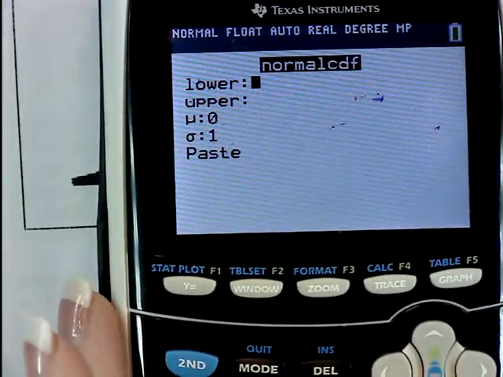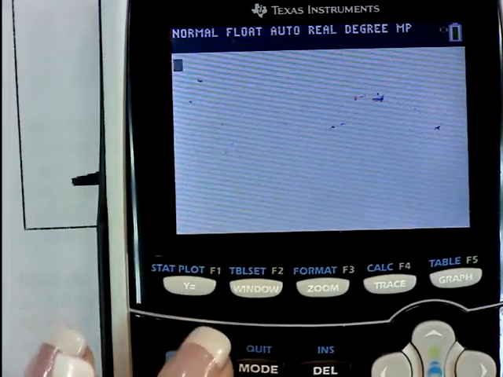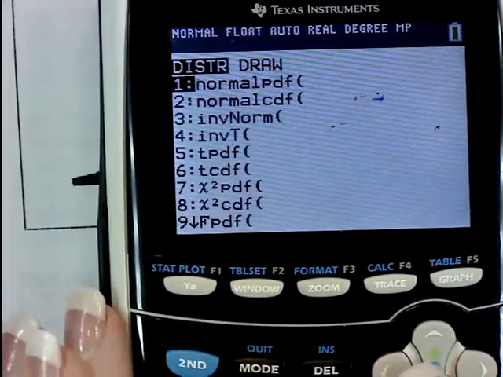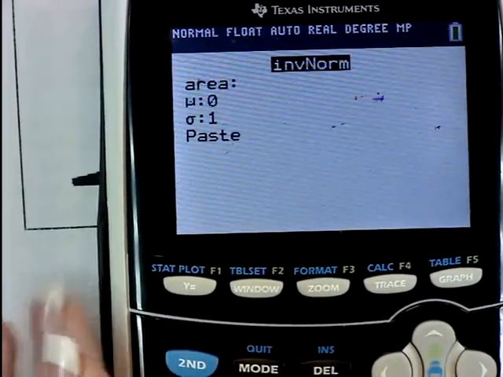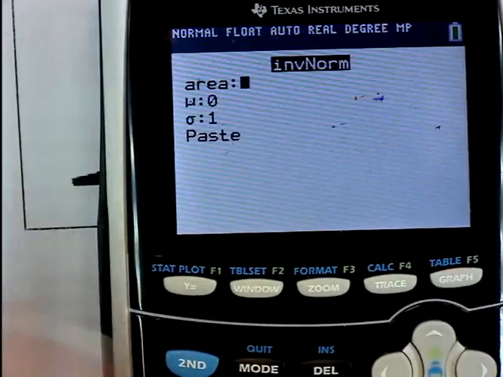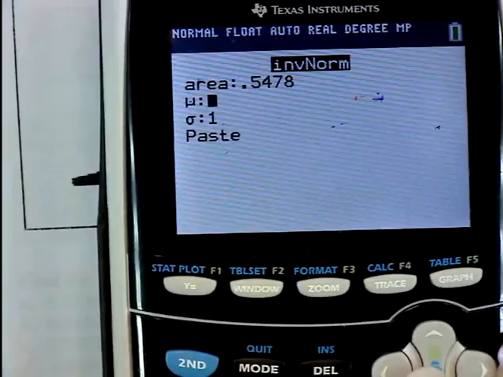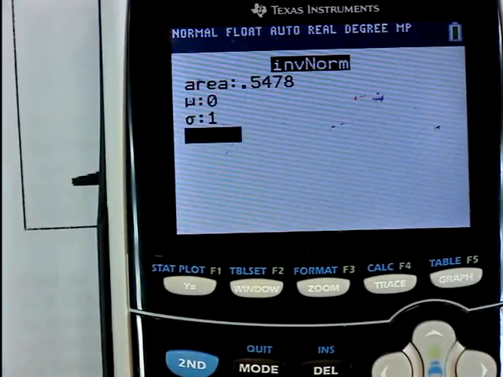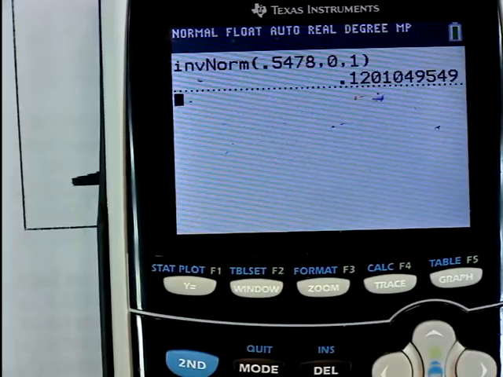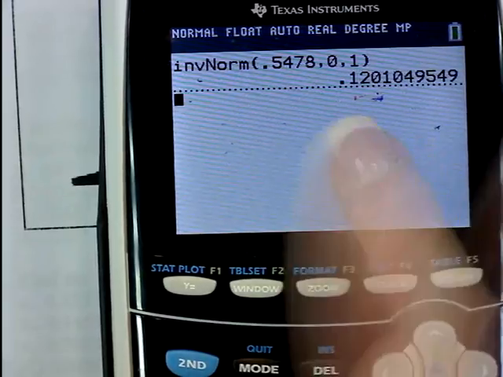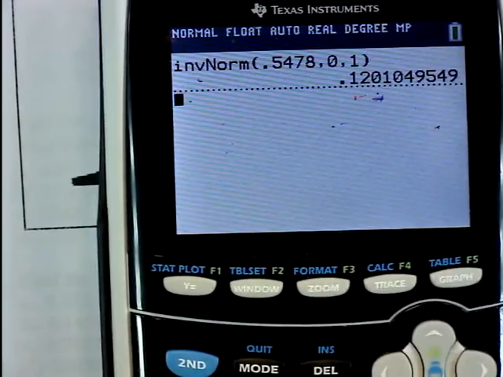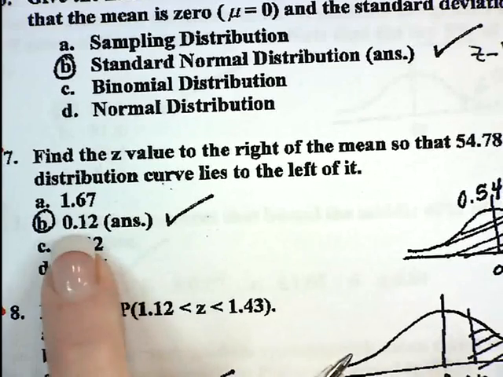Okay, something's happening here. Let me just clear that out. Second variables, number 3. Okay. The area below is 0.5478, and then we're in Z, so the mean is 0 and the standard deviation is 1. So paste. 0.12 to 2 places is your Z-score. So the table and the calculator agree. And that answer is B.